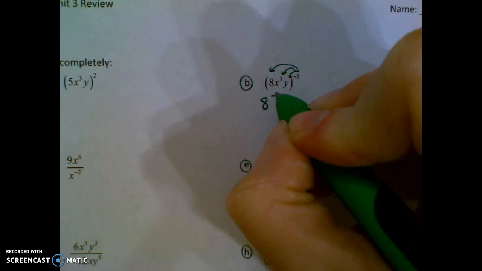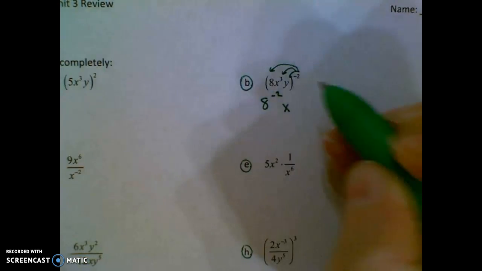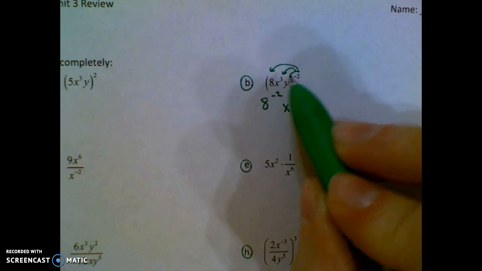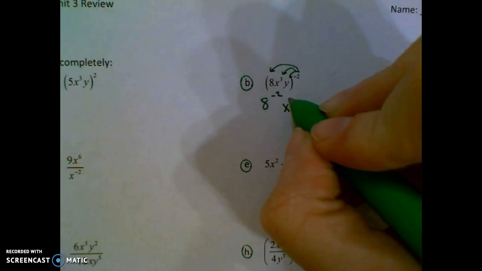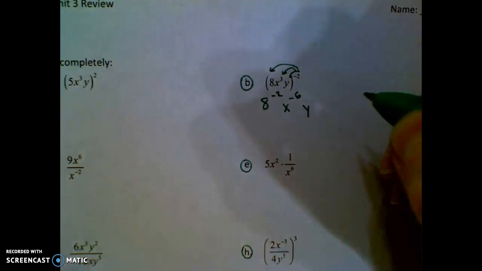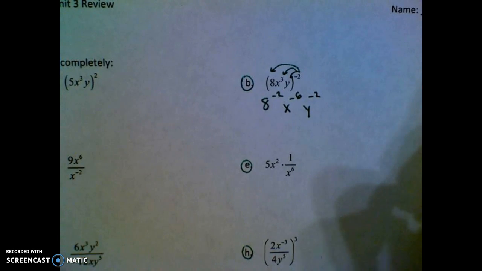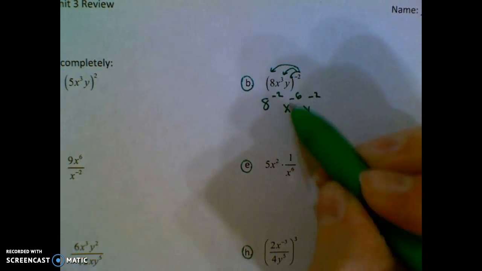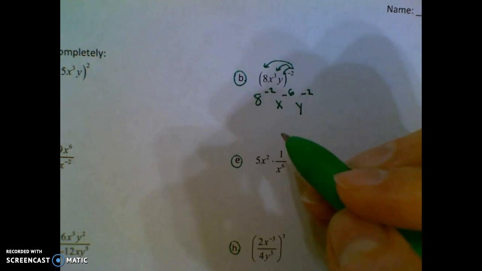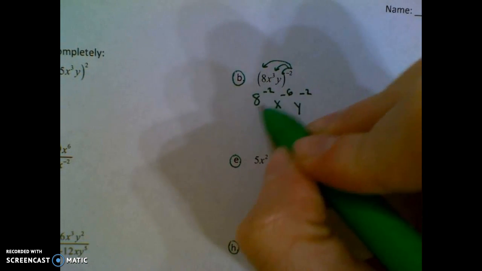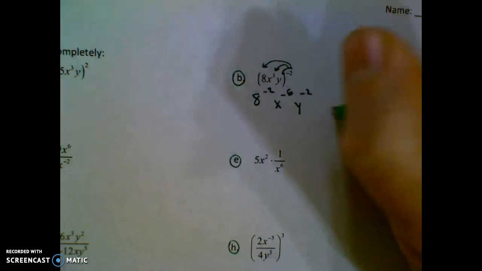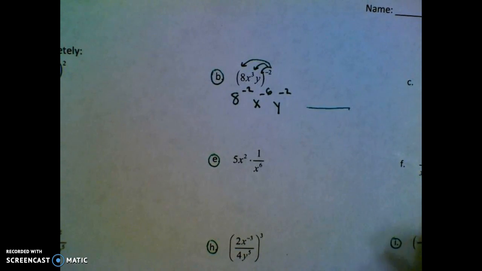So I'm going to have 8 to the negative 2, x, and when you raise powers to powers, you multiply. So 3 times negative 2 is a negative 6. And then y to the first power times negative 2 is a negative 2. Don't forget, if an exponent is negative, it's unhappy where it's at. So I'm going to move all of these guys down to the denominator. And as soon as you move them, they become a positive exponent.